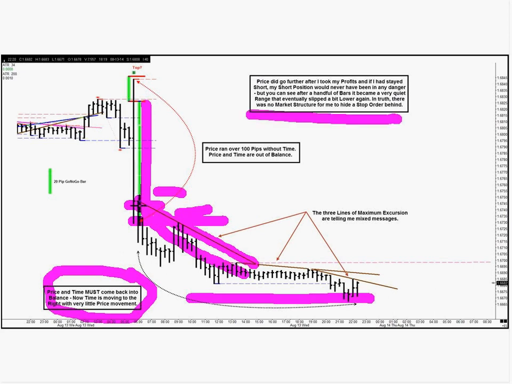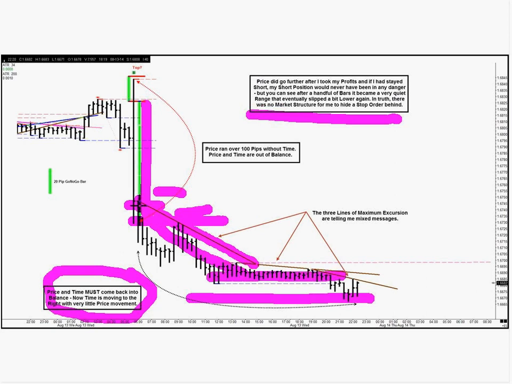Price did go further after I took my profits. And if I'd stayed short, my short position would never have been in any danger. But you can see after a handful of bars, it became a very quiet range that eventually slipped a bit lower again. In truth, there was no market structure for me to hide a stop order behind. Once we got below here, you were basically just sitting with a stop right here, which is really the same as the low of this bar. So other than hiding a 10 or 15 pip stop above here, there's no way to protect any of this. And now we're in just a very tiny range.